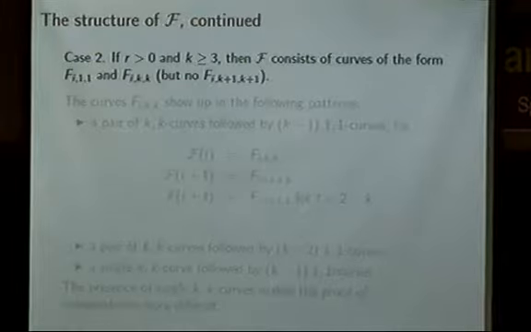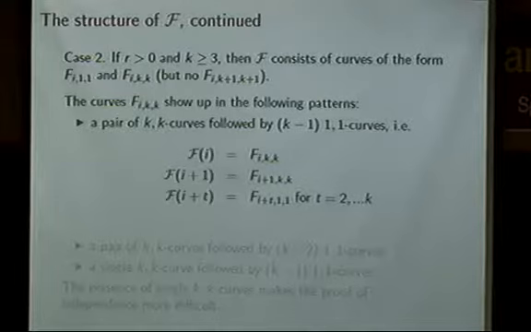All right, in the second case, so let's say J doesn't divide n, and let's say that the floor of n over J is at least 3. Then what you can show is that your family consists of curves of the form f11 and ikk, and it turns out you never need that third kind. You never need the I k plus 1 curves. And you stare a little bit closer, and you start to see some patterns.